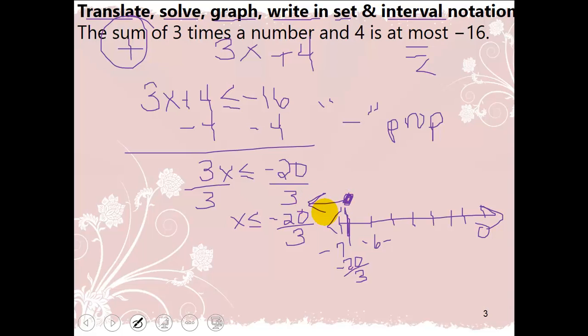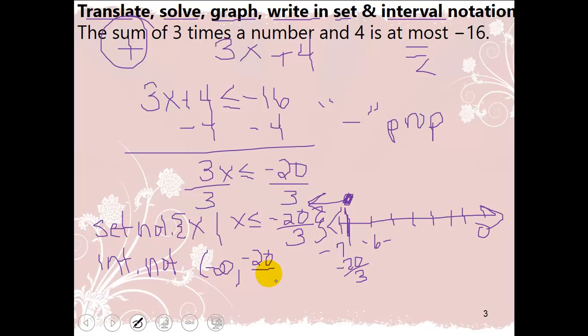So in set notation, it's going to be all x's such that x is less than or equal to negative 20 over 3. And, sorry, I can't remember what I said. Set notation. And interval notation, it's going to go off to negative infinity. Always use a parenthesis. It's going to come up to negative 20 over 3. It includes it, so we're going to use a bracket. Is at most. It can equal negative 16, but it can be less than negative 16 as well.